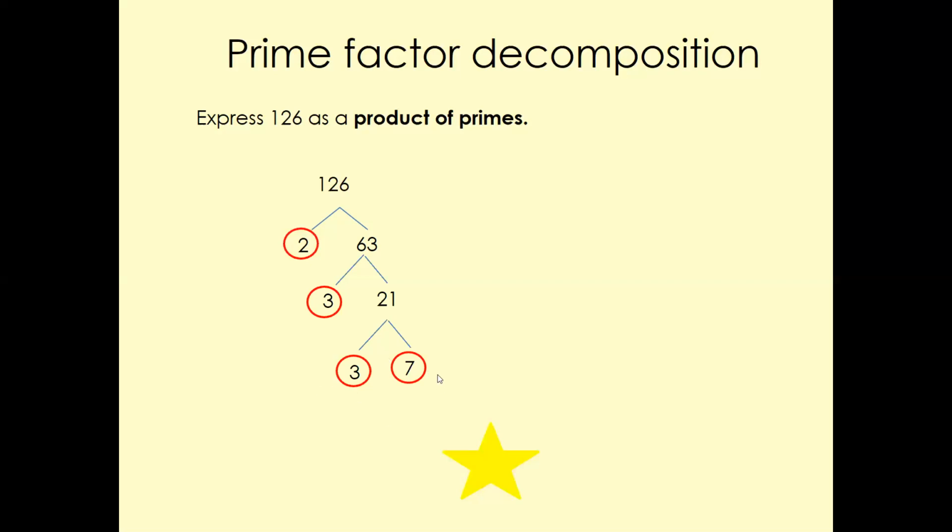So we're nearly there. The next step is just to write the answer. Again, what the question is asking is to express 126 as a product of prime numbers. So your answer is going to be 2 times 3 times 3 times 7. And if they ask you to write the answer using index notation, that's going to be 2 times 3 squared times 7.